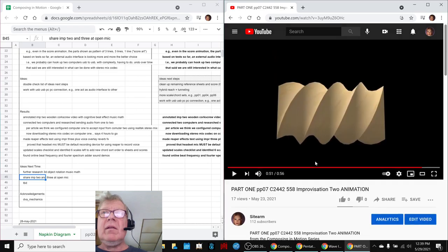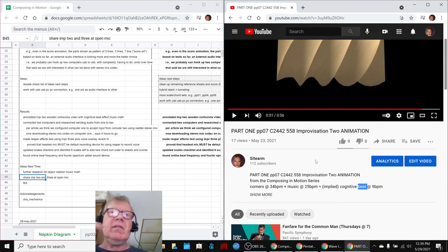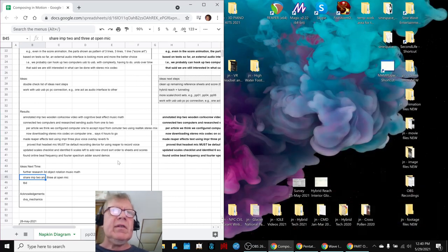As we said, the corners are going faster than the song. And there's an interesting interaction that makes it more interesting to listen to. So that concludes today's stream. Our ideas for next time are to keep researching 3D object rotation, music math, and we have improvisation 2 and 3 to share at the upcoming open mic.